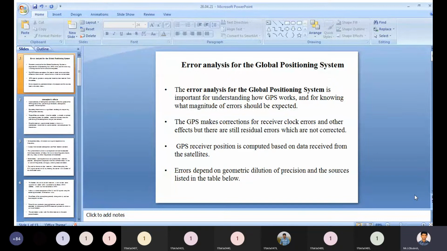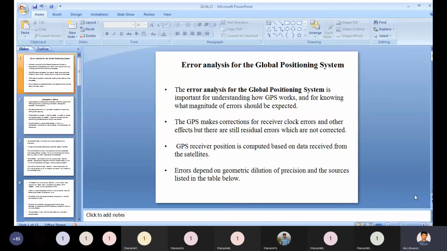In the first class, we discussed what the global positioning system is, what the architecture is, what the working principle is, the future of the global positioning system, applications, advantages and disadvantages. Just remember that, that's it. So after that, from the third unit, we are going to discuss error analysis for the global positioning system.